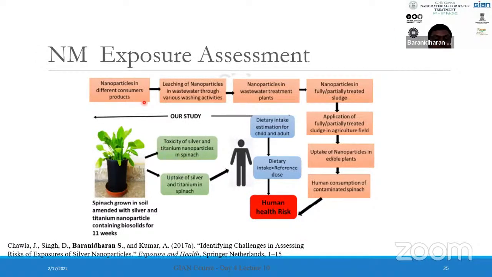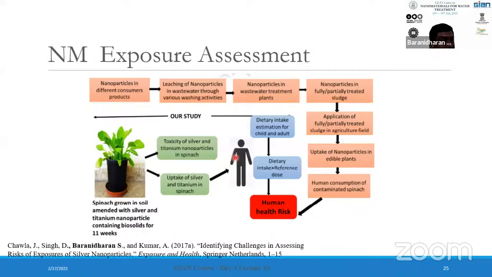Now if you could visualize it, nanoparticles are present in different products, and leaching of nanoparticles happens. These nanoparticles get into the sludge. What happens when this sludge is applied onto the plant? Do the plants really take up these metal oxide nanoparticles, and what happens to humans when they consume them?